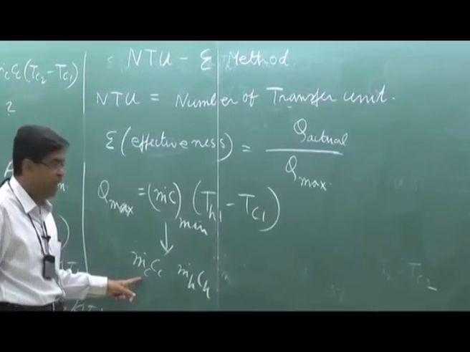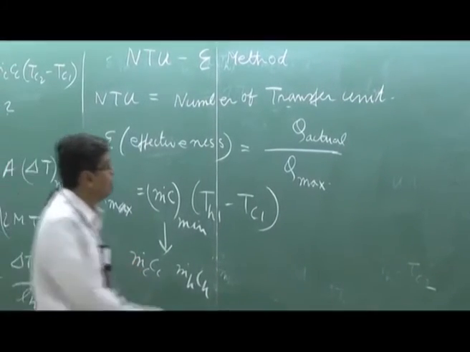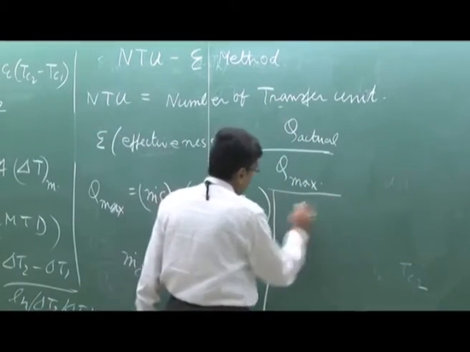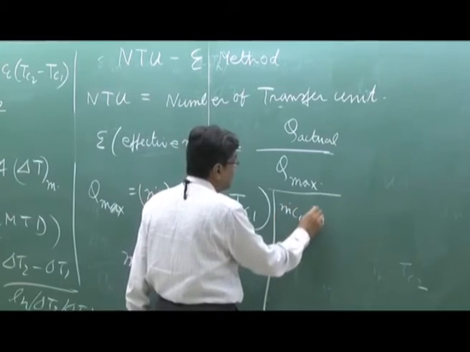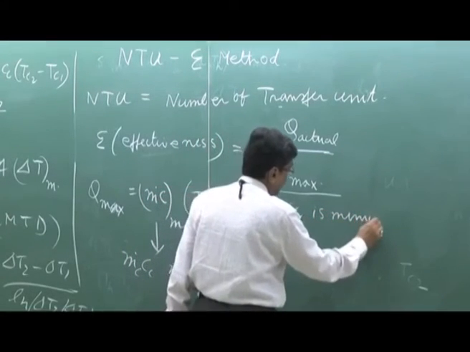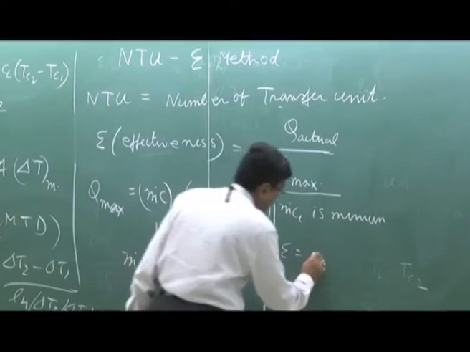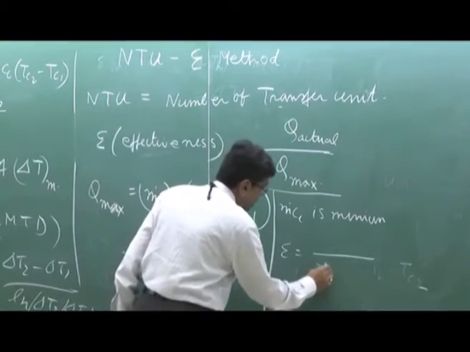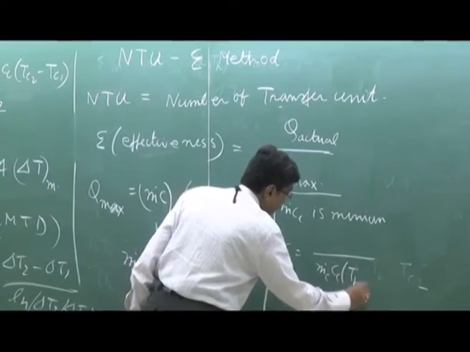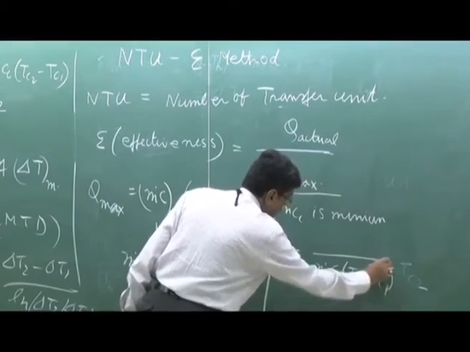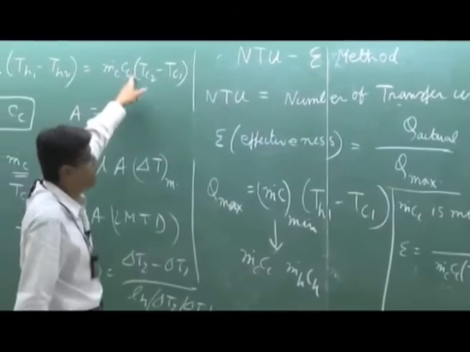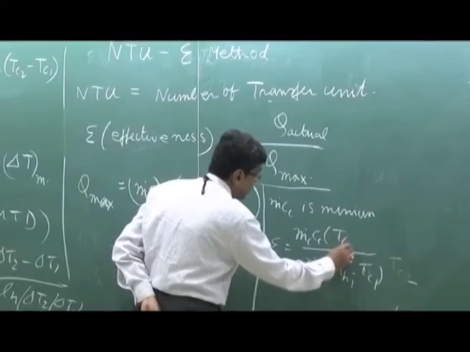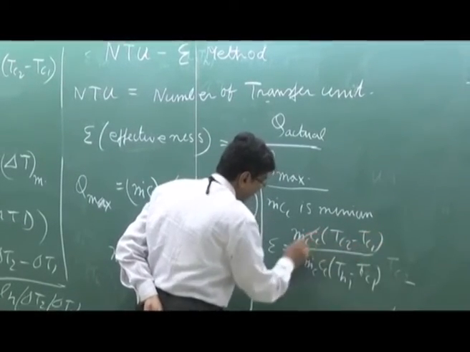Now, if I consider the cold fluid is the minimum fluid, then what is epsilon? If m dot Cc is minimum, then what is this epsilon? You tell me: m dot Cc into (TH1 minus TC1). And in that case, I will prefer to write this Q equation. Why? Because this thing will cancel. Cc into (TC2 minus TC1) cancels out.